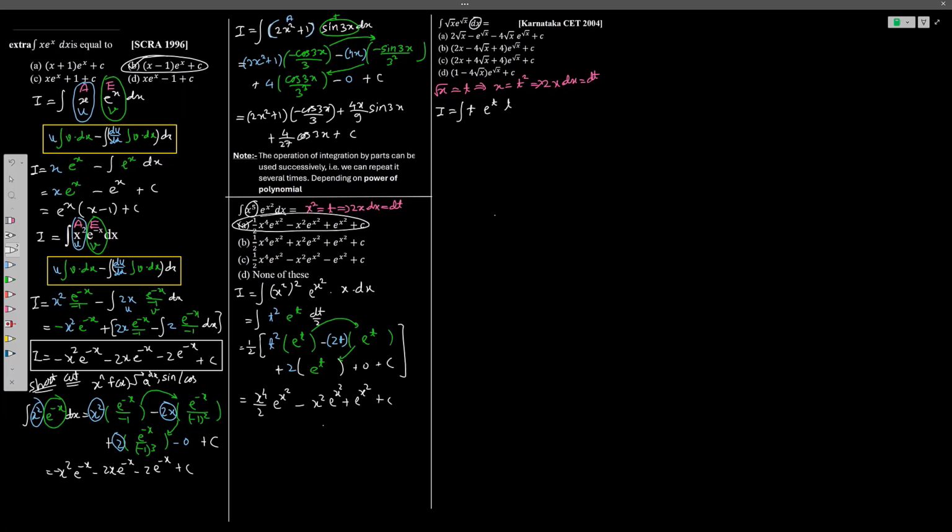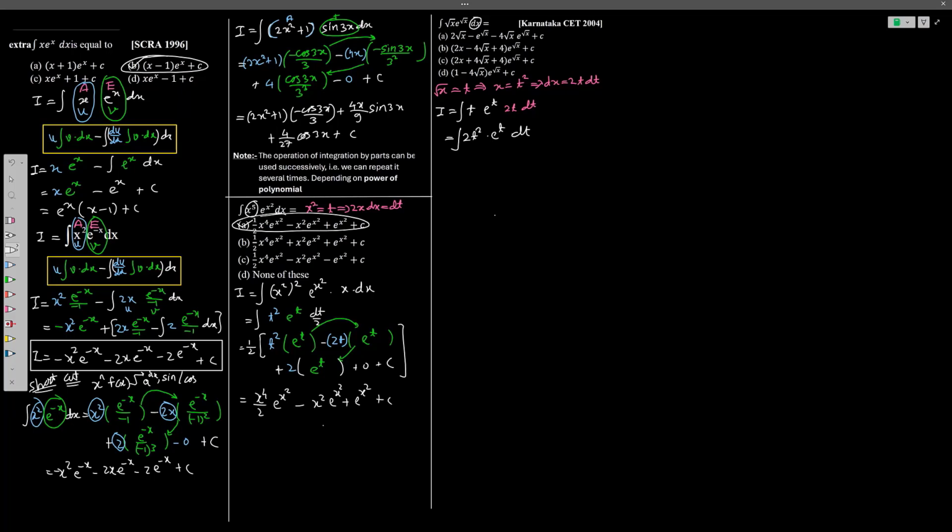Sorry, a little was written wrong. dx will be 2t dt. So here we'll get 2t dt. Done. So this will be integration of 2t square into e raised to t dt. Right?